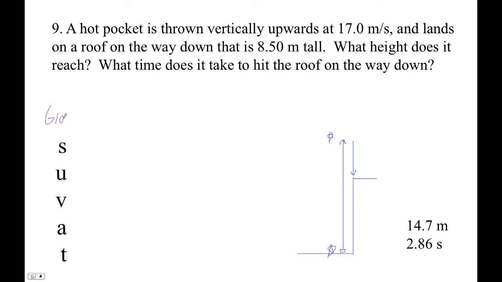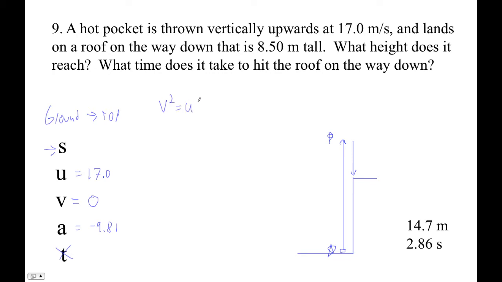Okay, so ground to top isn't so hard, right? At the top, the velocity is 0. The acceleration is negative 9.81. That's the boundary condition at the top, right? And then the initial velocity is given to us as 17. So this is not so hard, right? I would use no t to find s, right?